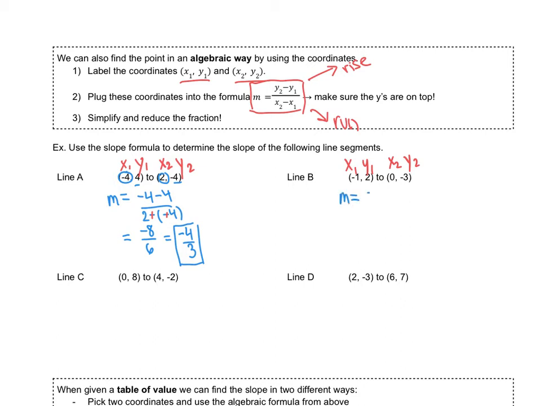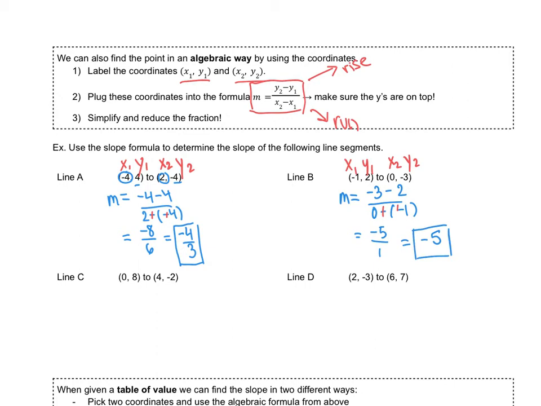So y2 minus y1, so negative 3, subtract the 2, over x2, which is 0, subtract x1, which is negative 1. Be careful, again, we have those double negatives. We're subtracting the negative. So negative 3 subtract 2 is negative 5. 0 plus 1 is 1. And I will reduce that to the nice whole number of negative 5.